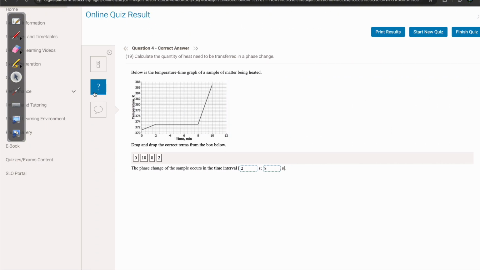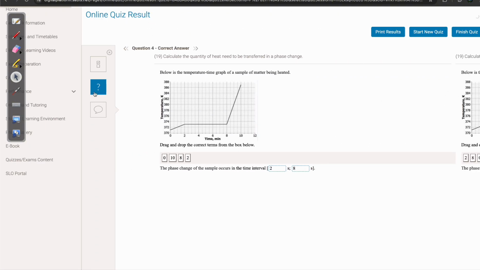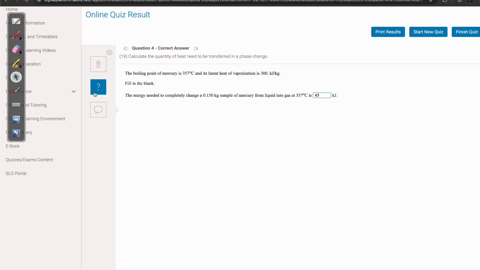Number 4. The boiling point of mercury is 357 degrees and its latent heat of vaporization is 300 kilojoules per kilogram. The energy needed to completely change a 0.15 kilogram sample of mercury from liquid into gas at 357 degrees Celsius is. So look, what they're asking here is how much energy is needed to boil mercury. That's it.